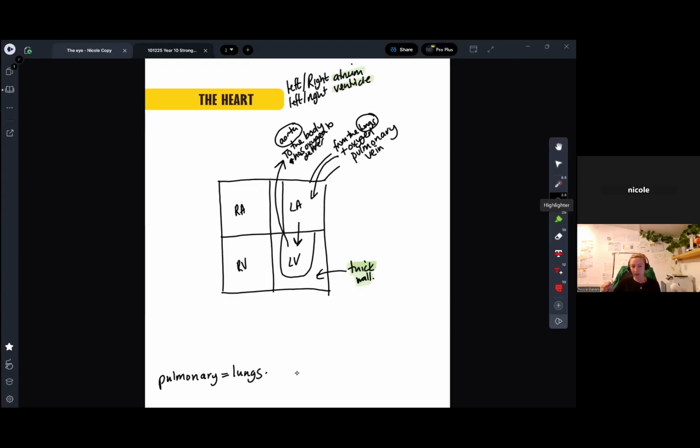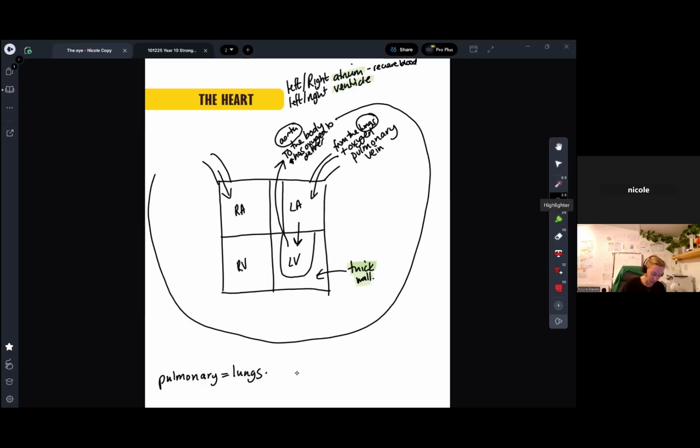When it's gone to the body, it then has to come back to the heart. And it's going to come in this side to the atrium because the atrium receives. So it's gone all the way round the body. It's dropped off its oxygen. So now we've got no oxygen and it's returning from the body.